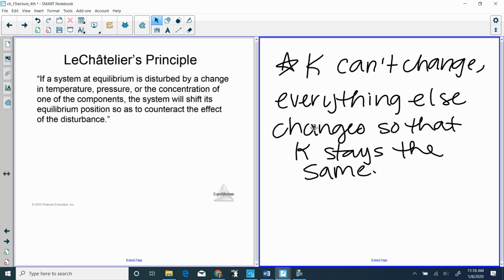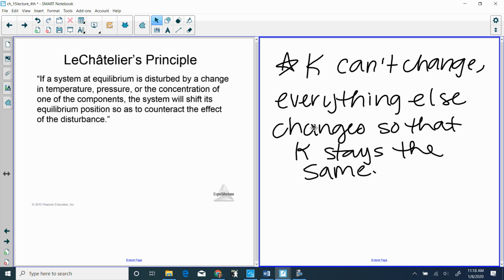If we have the forward reaction, that means A and B is turning into C and D. We would call that shift right. If we have the reverse reaction, C and D is turning back into A and B, we would call that shift left. Shift just means that more is going to the other side.